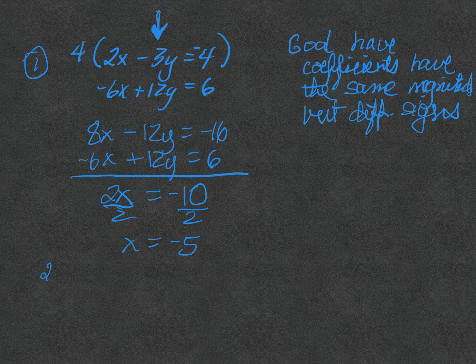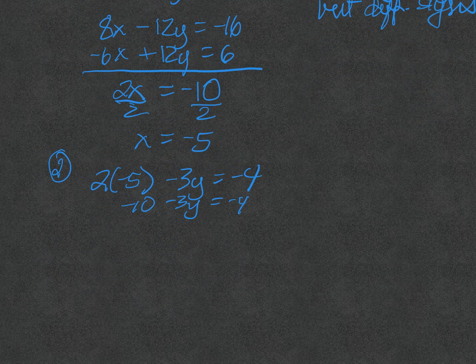So once x is equal to negative 5, we can go to step 2, and we substitute into one of the equations. So 2 times negative 5 minus 3y equals negative 4. So that's negative 10 minus 3y equals negative 4, which is, I add 10 to both sides.